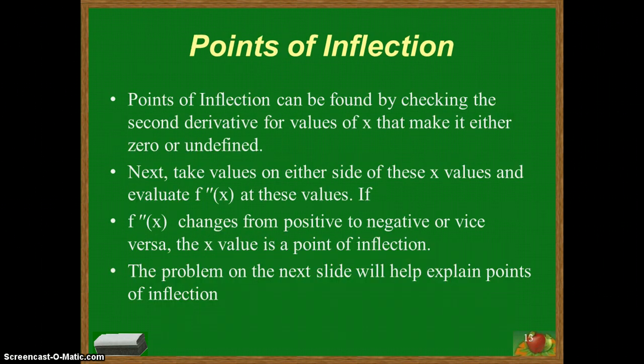Let's talk a little bit more about points of inflection. They can be found by checking the second derivative for values of x that make it either 0 or undefined. Take values on either side of these x values and evaluate the second derivative at these values. If it changes from positive to negative or negative to positive, then that x value is a point of inflection. If you do not get a sign change on either side of these values, then there is no point of inflection.